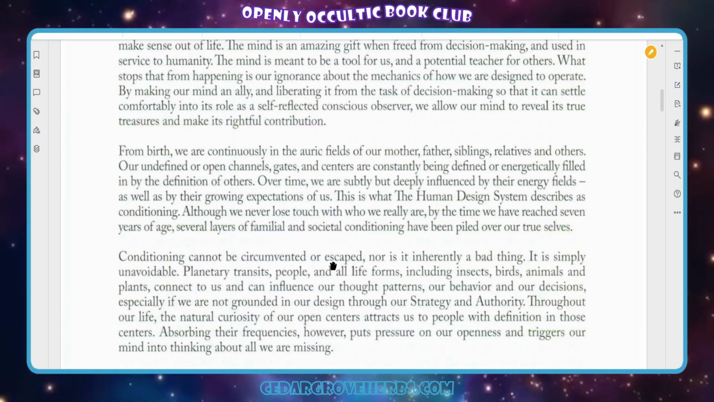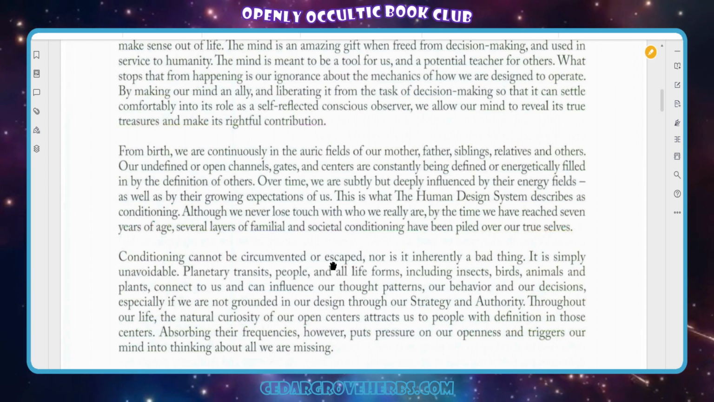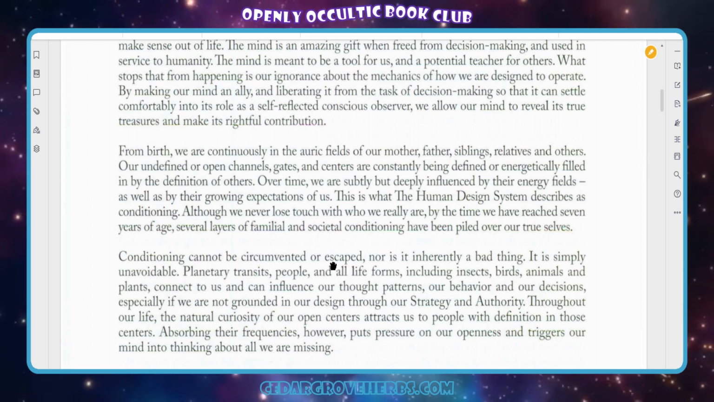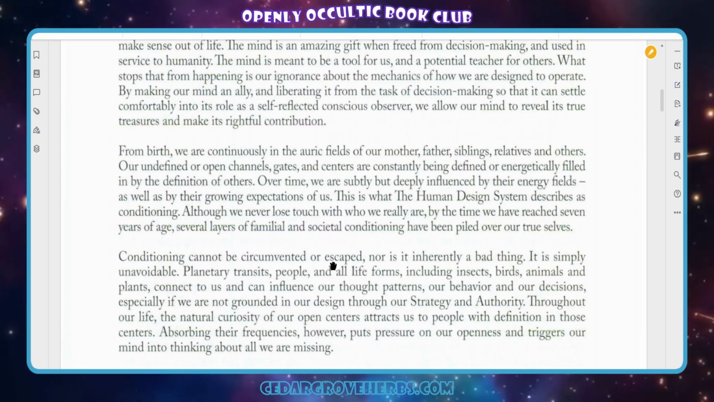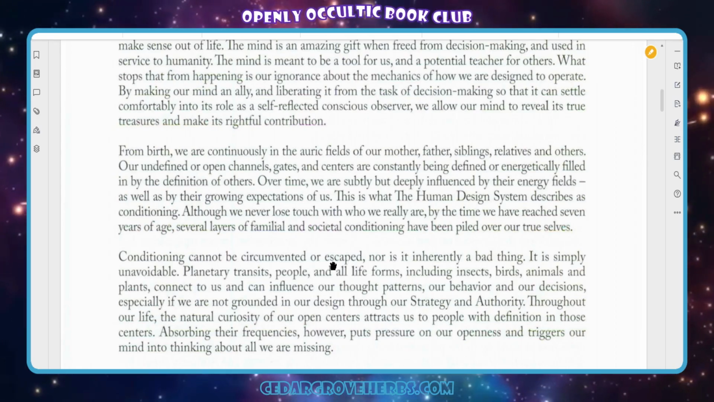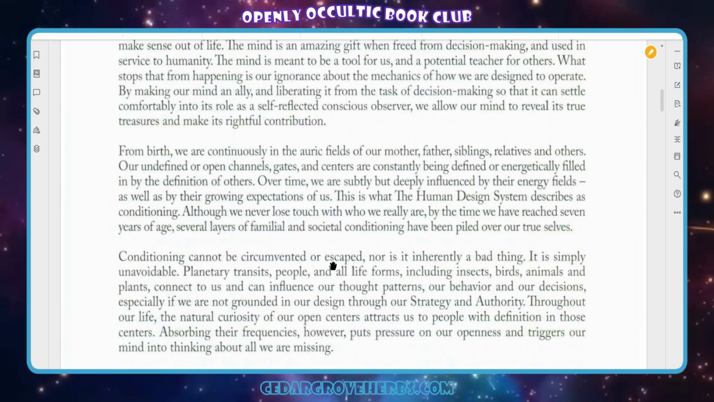Although we never lose touch with who we really are, by the time we've reached 7 years of age, several layers of familial and societal conditioning have been piled over our true selves.